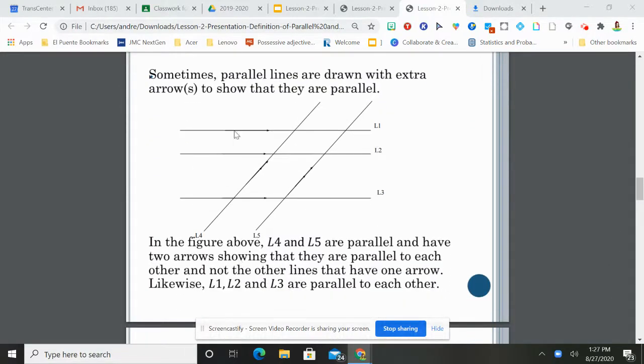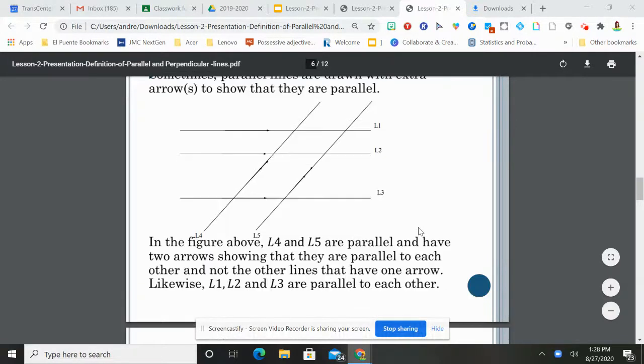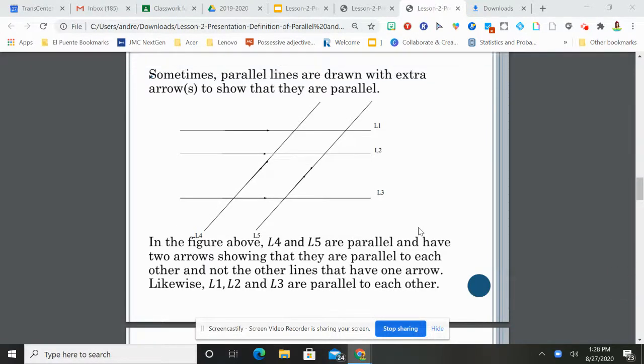All right, sometimes parallel lines are drawn with extra arrows to show that they're parallel. So sometimes you see these little arrows, these mini arrows. That means that these two, they have two little arrows each. Those two are parallel. And then you have these three horizontal lines. They are parallel to each other. They have one little arrow. That's just notation.